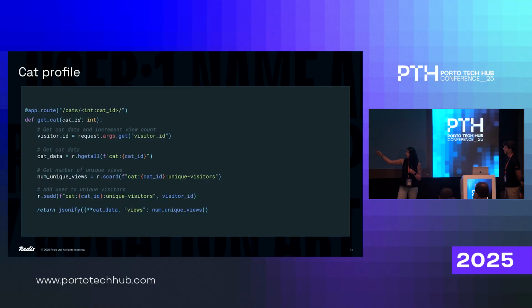So we issue the SCARD command, which is O(1). So it's light, fine. No matter how big this set is, it's always going to be constant, right? So that's already our second query. Here we get the number of unique views. And then as a third query, we go ahead and actually update that set that stores all unique views with our own visit. Okay, so we get all of that, and we return the data.